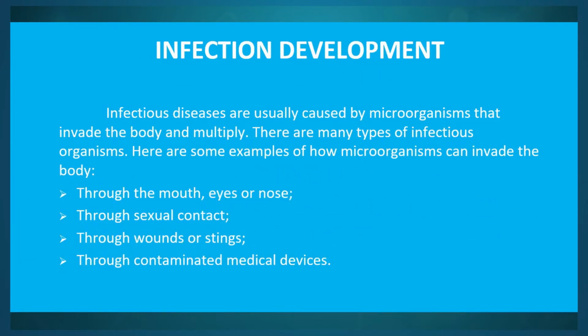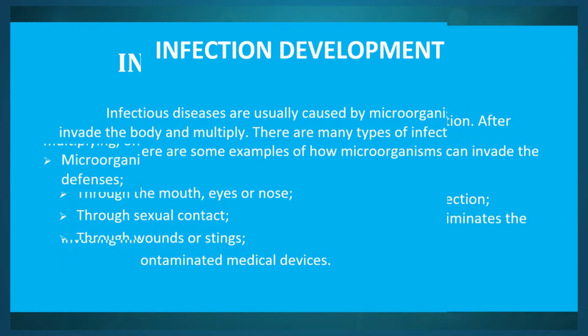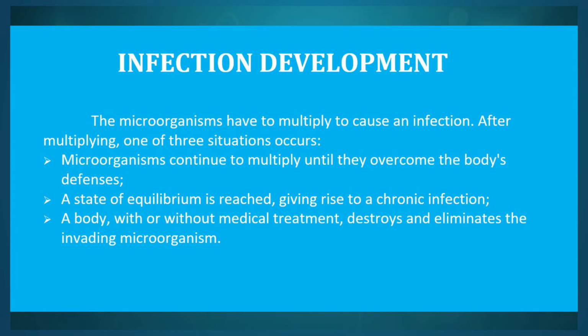Infection development. Infectious diseases are usually caused by microorganisms that invade the body and multiply. There are many types of infectious organisms. Here are some examples of how microorganisms can invade the body: through the mouth, eyes, or nose; through sexual contact; through wounds or stings; through contaminated medical devices.